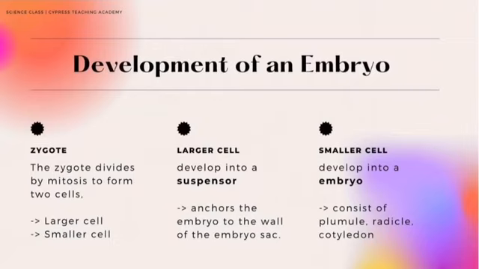Development of an embryo. It will start with the zygote. The zygote divides by mitosis to form two cells, that is, a larger cell and a smaller cell. And then the larger cell develops into a suspensor. The suspensor anchors the embryo to the wall of the embryo sac. And then the smaller cell develops into an embryo. The embryo consists of plumule, radicle, and cotyledon.